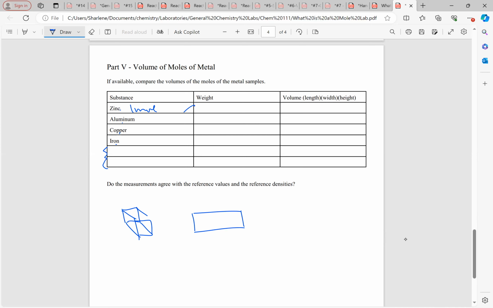You're going to take the weight, and then you can use a ruler to figure out the length, the width, and the height, so you can figure out the volume. And you're going to see if those pieces of metal that I purchased that say they're 1 mole, if they're really 1 mole, because you can look at the periodic table and tell me how much it should weigh, and then you can see how much it does weigh. And then even better, you could actually divide it by the volume and you could look it up on the reference tables for the densities.